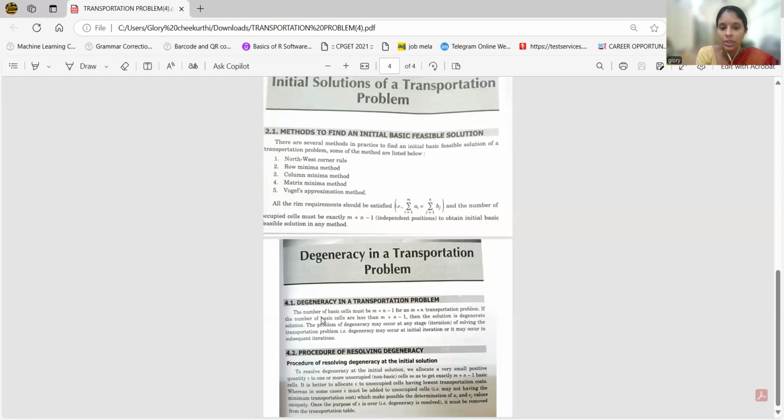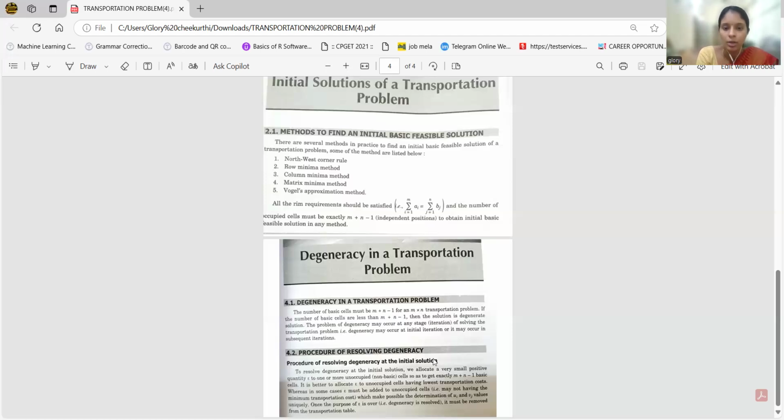Here the definition for degeneracy is given as follows. The number of basic cells must be m plus n minus 1 for a matrix of order m by n. If the number of basic cells is less than m plus n minus 1, then the solution is degenerate. The problem of degeneracy may occur at any stage of solving transportation problems. That is, degeneracy may occur at the initial solution or in subsequent iterations.